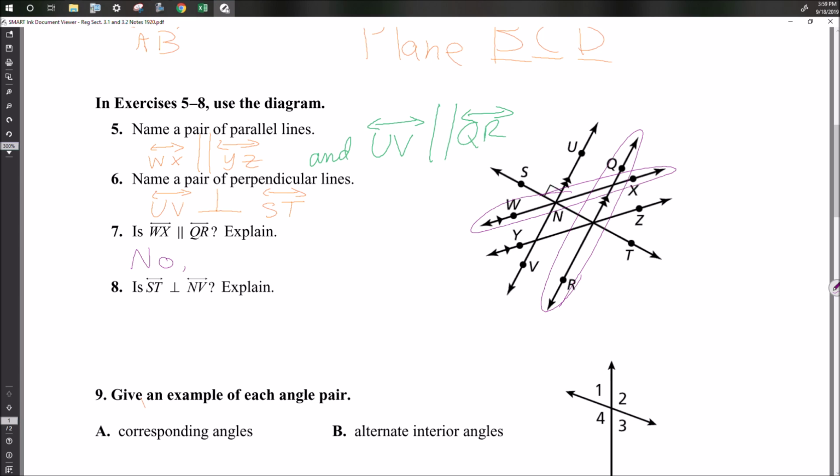So no, because they intersect. And that's all the explanation we need, is they intersect, so that makes them not parallel.